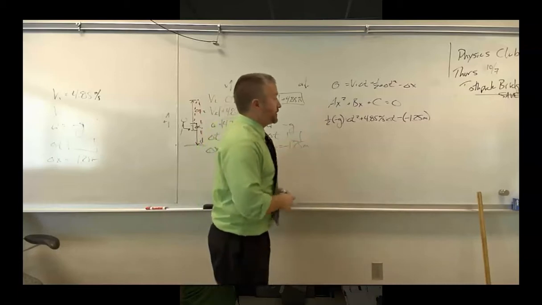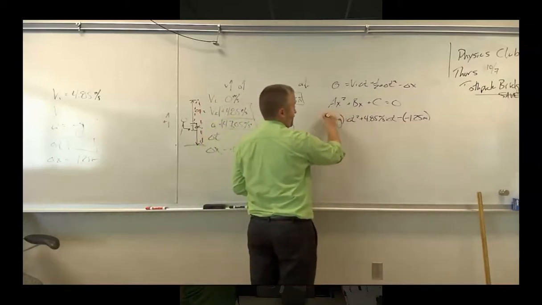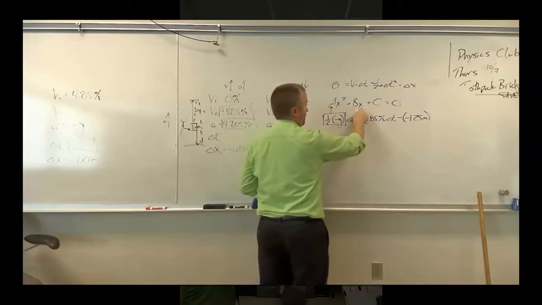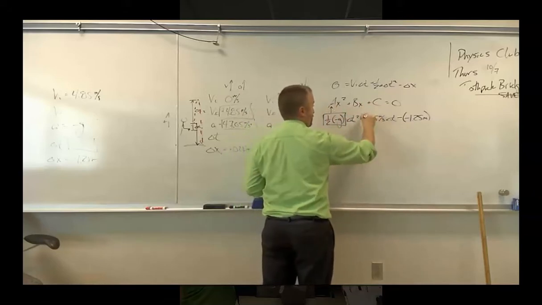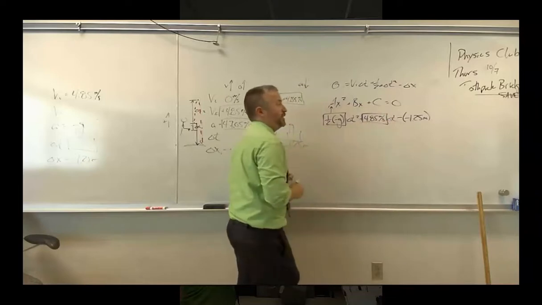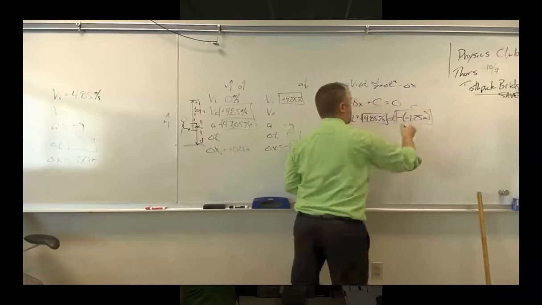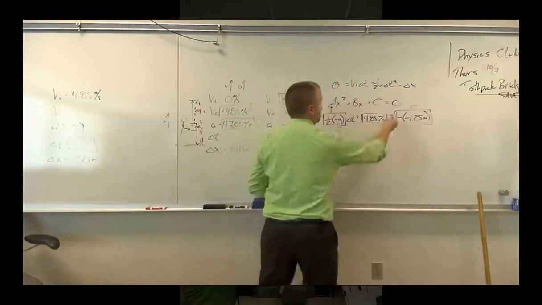I want to know what the constants are. Everything next to the x squared, 1/2 negative g, that's my A. Everything next to the x to the first, t to the first, that is my B. And everything added on the end, that is my C.